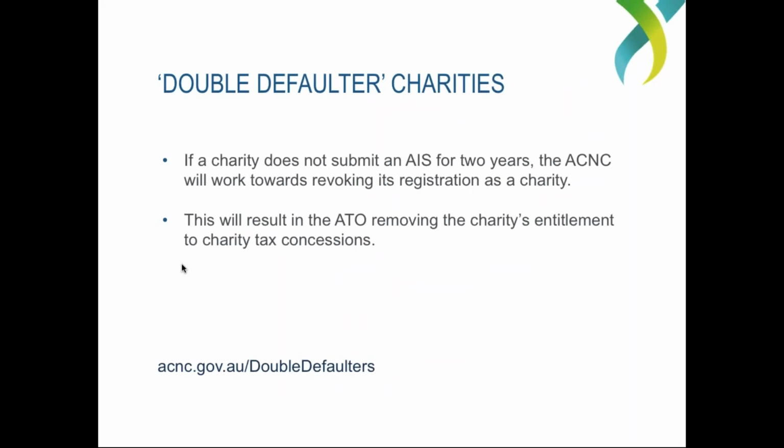So just quickly, the worst case scenario that you put yourself at risk of by not submitting the annual information statement is becoming a double defaulter charity. What that is: if a charity does not submit an AIS for 2 years, the ACNC will work towards revoking its registration as a charity. And this will of course result in the loss of your charity tax concessions.